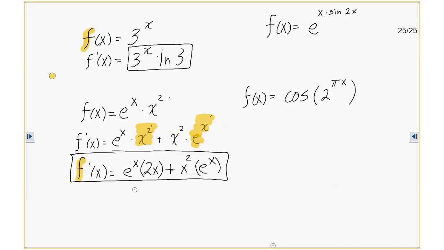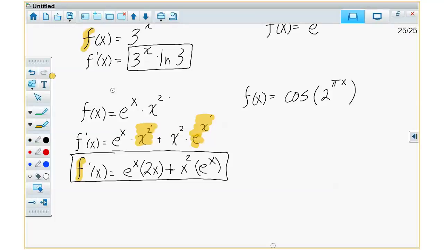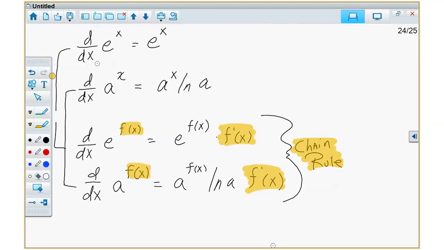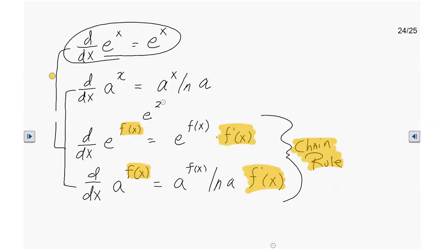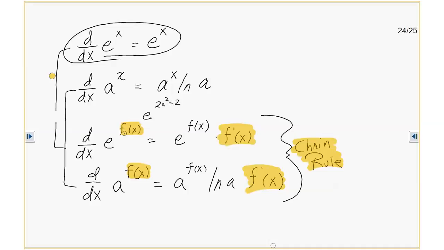That one, we're using the e to the f of x rule: e to the f of x times the derivative. So I'll say that. What's the derivative of e to the x? Yeah, it's written right in the center, e to the f of x times the derivative. This would be e to the 2x squared minus 2. That's what that would be. This is just e to the x. What's the derivative of e to the x?